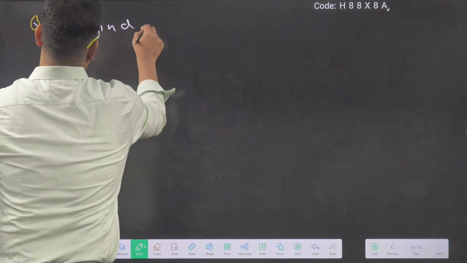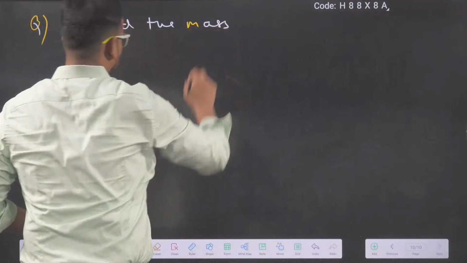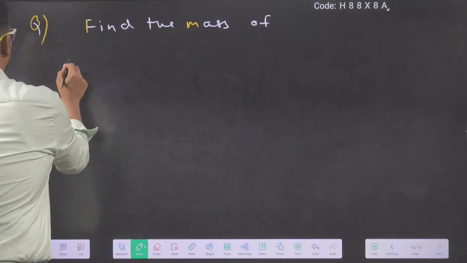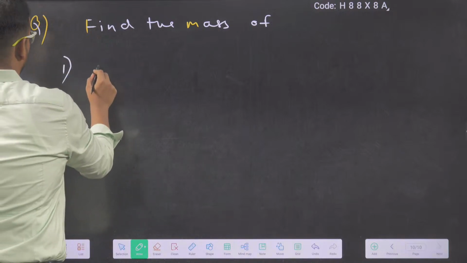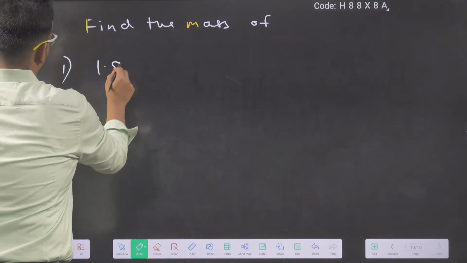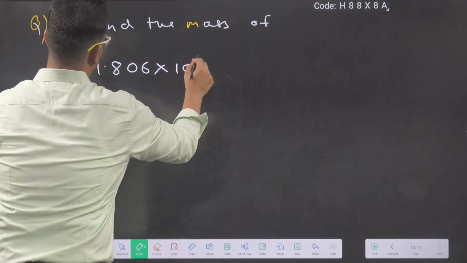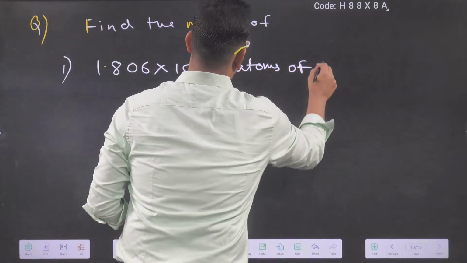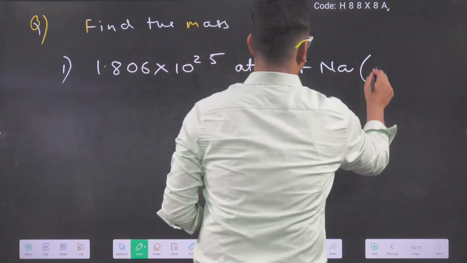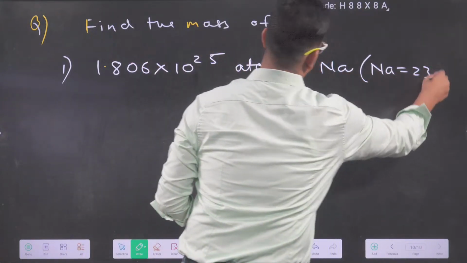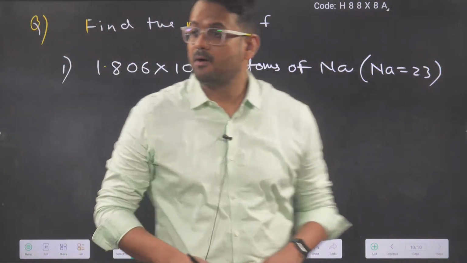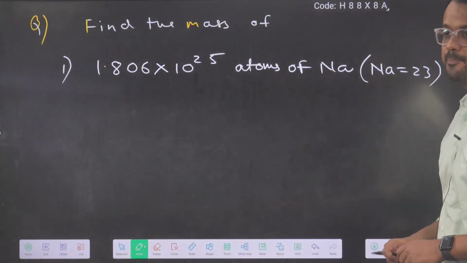Find the mass of 1.806 into 10 to the power 25 atoms of sodium, RAM equal to 23. Do this. Find the mass of 1.806 into 10 to the power 25 atoms of sodium.